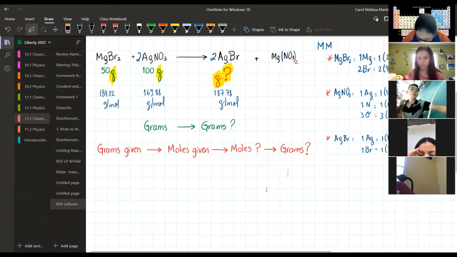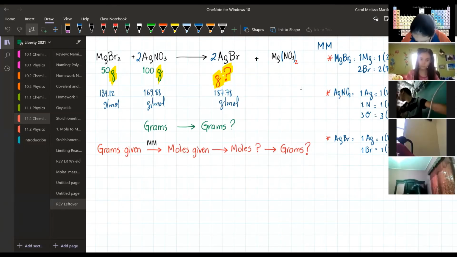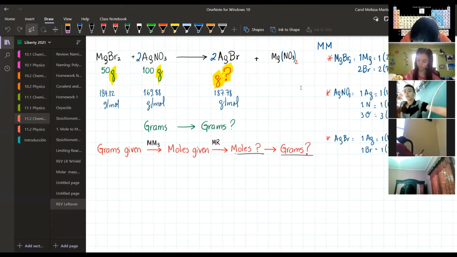Now, let's work with this. It says, from grams given to moles given, you're going to be using the molar mass of the given. Okay? From moles given to moles unknown, you're going to be using molar ratios. And from moles unknown to grams unknown, you're going to be working with the molar mass.